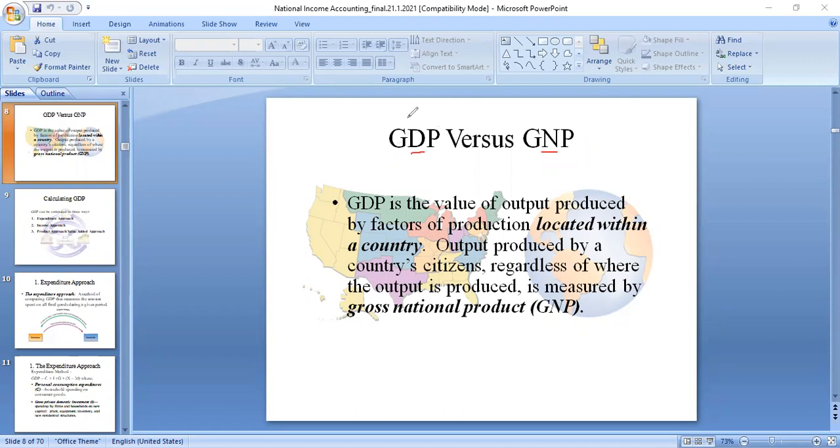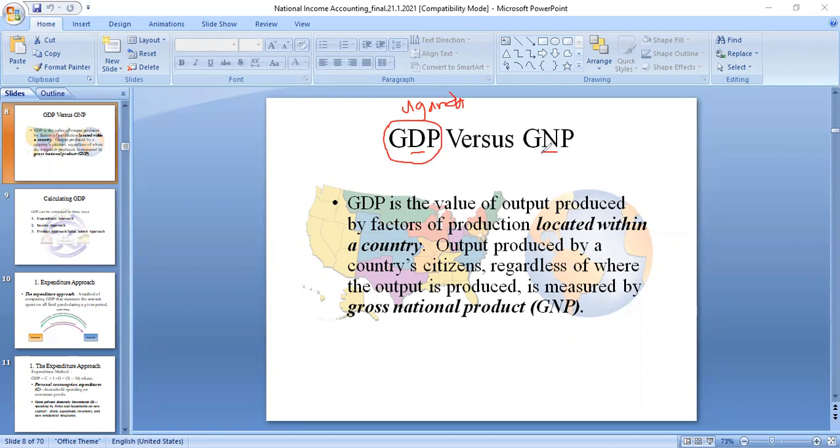Whereas GDP considers national income within a country's borders. If it's Uganda, it means that GDP is considering the national income within Uganda only. That's why it is gross domestic product. National income for the people within the country's borders. And you'll find that the people within the country's borders are not only Ugandans, but there are also people from other countries, maybe Kenyans, but as long as they are within Uganda, within the country's borders, that will be GDP.